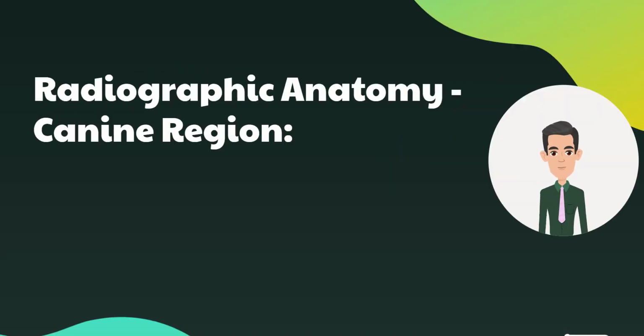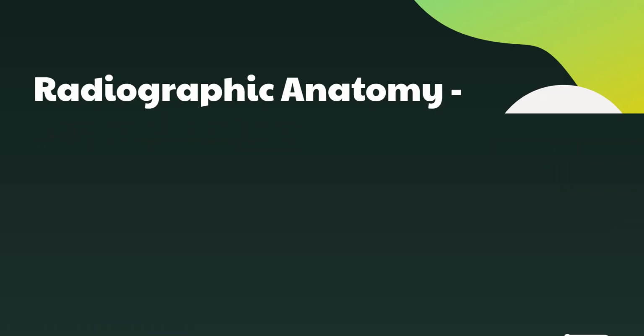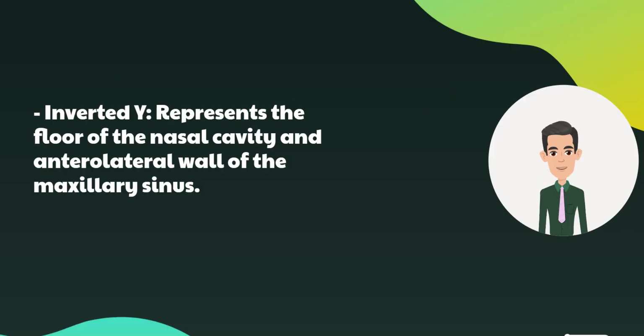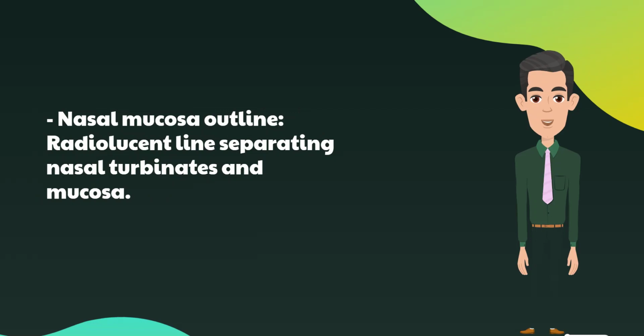Radiographic anatomy, canine region. Inverted Y, represents the flow of the nasal cavity and anterolateral wall of the maxillary sinus. Nasal mucosa outline, radiolucent line separating nasal turbinates and mucosa.